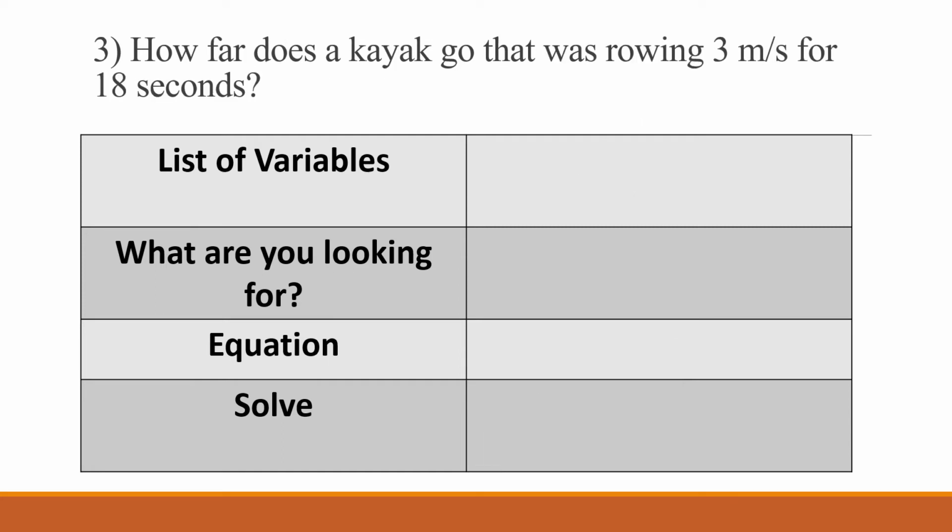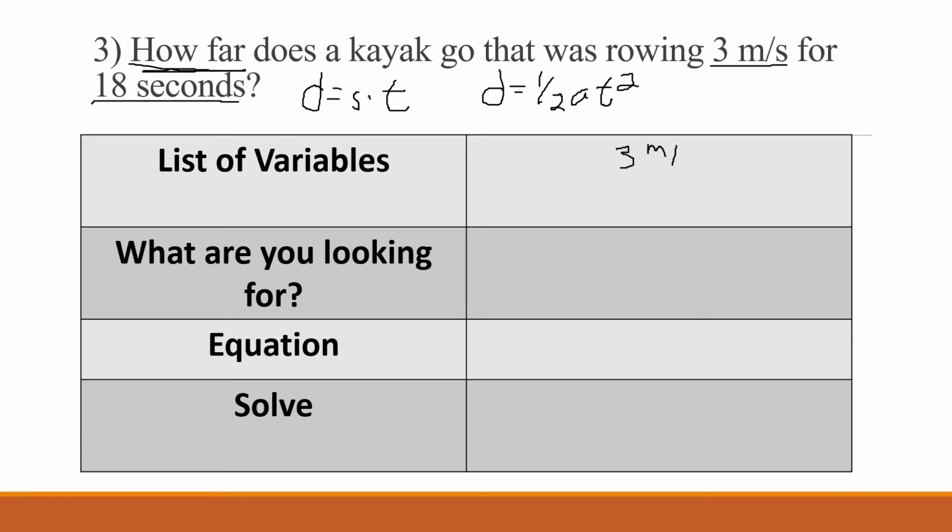How far? Okay, now we have a how far question. When it says how far, we have two equations. Distance equals speed times time, or distance equals 1/2 at squared. These are our two equations. I have no idea which one it's going to be. I have to read the question. How far does a kayak go that was rowing 3m/s in 18 seconds.